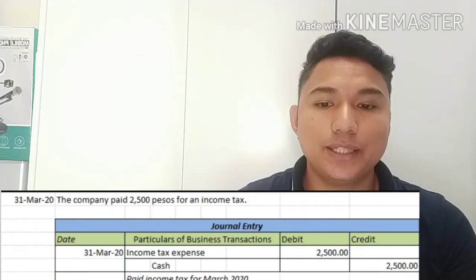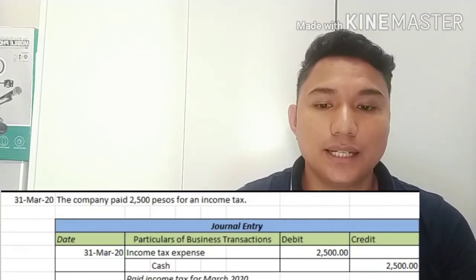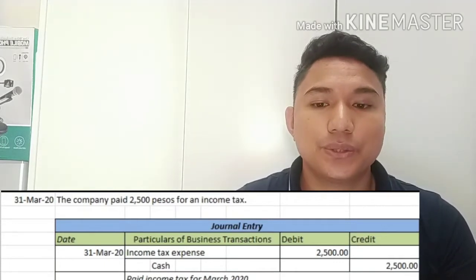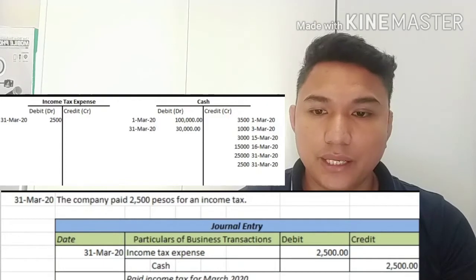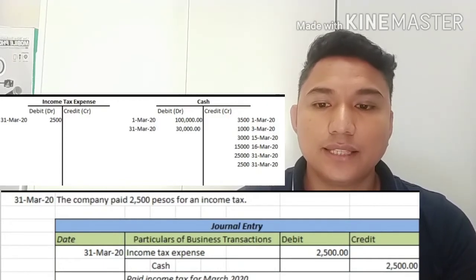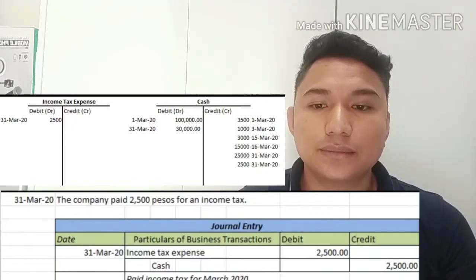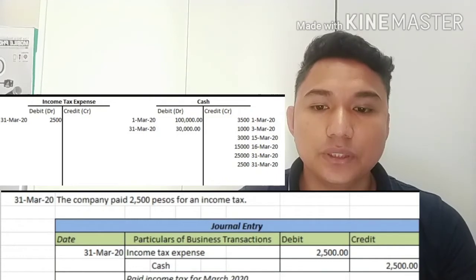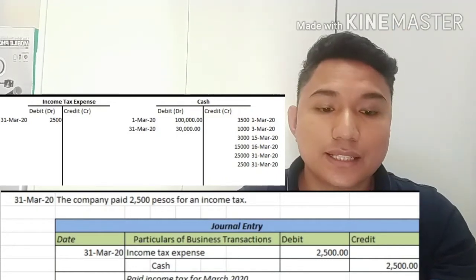Entry number 10. We paid income tax 2,500. So we debited income tax expense 2,500 and credited cash 2,500. So in our T account, we have to make the account of income tax expense, then debit 2,500, and then we are going to credit cash 2,500.